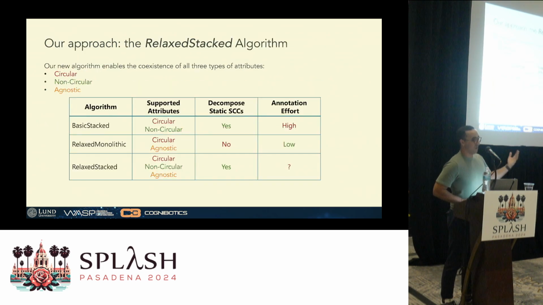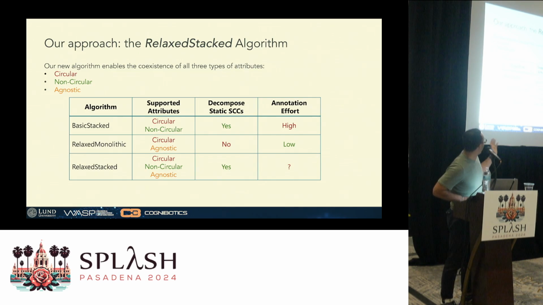So we propose a new algorithm, which basically combines and allows the coexistence of all the three kinds of attributes. So we have circular, non-circular, and agnostic. The basic stack algorithm was able to decompose this static strongly connected component in a smaller fixed point. But the annotation effort was high and made it impossible to build big projects. The relaxed monolithic, on the other hand, had a very low annotation effort, but was inefficient in the case of many strongly connected components and circular attributes.